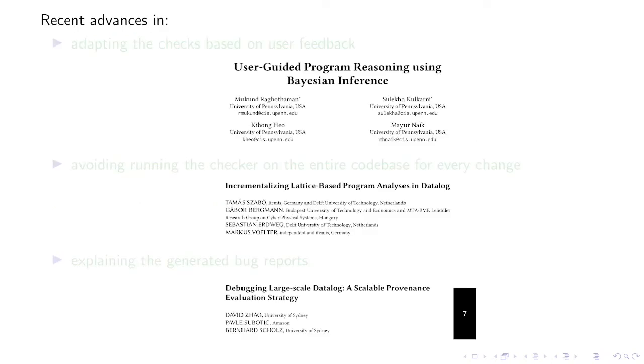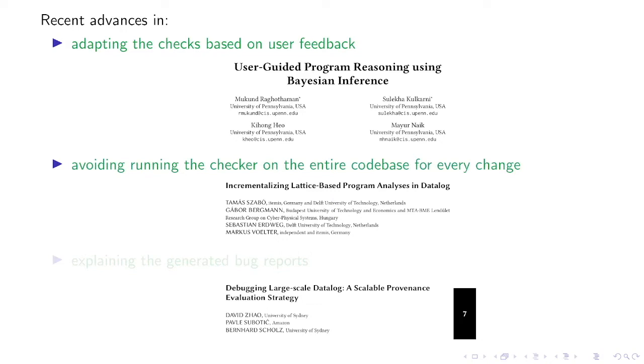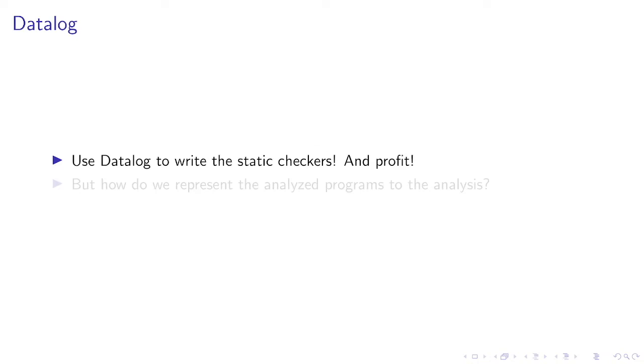But the literature shows us that we can do better. We have seen recent advances in alarm ranking based on user feedback, incremental computation, and provenance evaluation. What these advances have in common is Datalog, a declarative language that is more constrained but also more analyzable than Java. This enables us to build clear box static checkers open to architectural improvements. Then let's write the static checkers in Datalog.